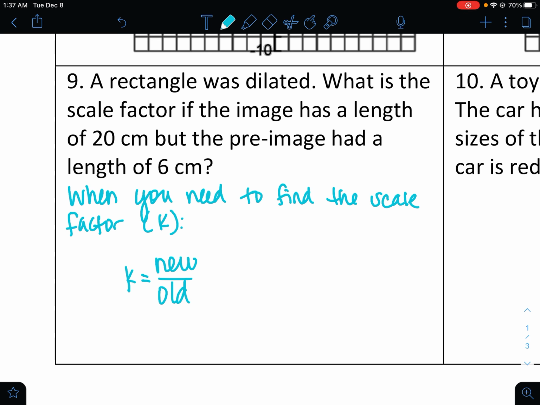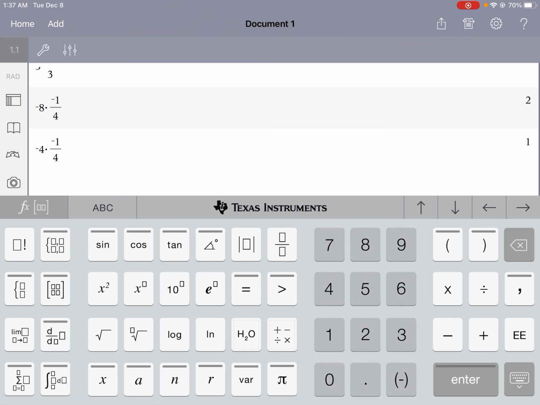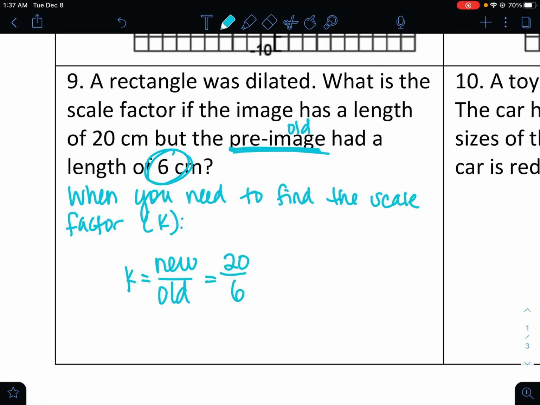Okay, so let's read again. The image has a length of 20, but the pre-image had a length, and don't forget, pre-image means old. So the old had a length of 6. The new number has to be 20 in that case. And that's pretty much your answer, but you need to simplify that fraction. For those of you that still don't know how to simplify fractions, that's okay. Just use the calculator, type it in, hit enter, and then you get 10 over 3. So 10 over 3 is the scale factor.